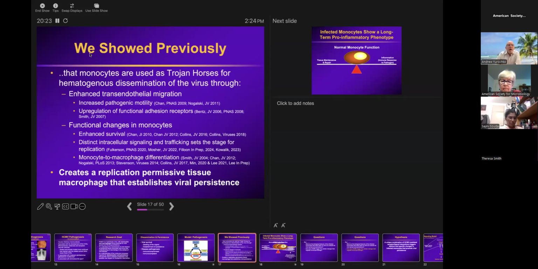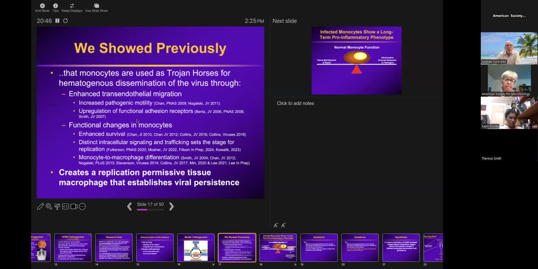But really, what we did in the early stage of my lab when I went on as an independent investigator is show that monocytes are really Trojan horses for spread of the virus from blood to organ tissue. And just like in Troy with the story of the Trojan horse, this is exactly what happens. The virus is taken up in monocytes. It cannot replicate in these cells. It moves to organ tissue, and within that organ tissue, it replicates.